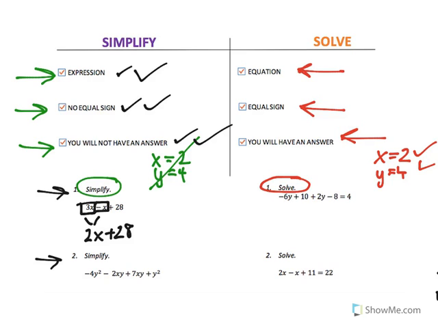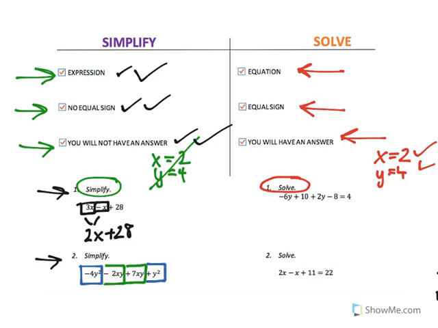So here I have a negative 4y squared. I have a negative 2xy. I'm going to make that a different color because they are not the same term. I have a positive 7xy. I'm going to make that the same color as the negative 2xy. And then I have a y squared. I'm going to make that blue.